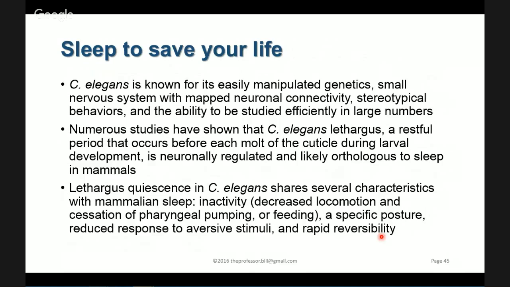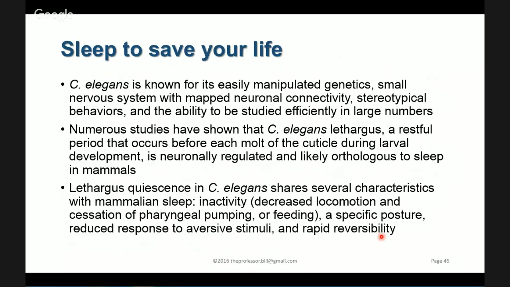C. elegans undergoes a particular type of behavior known as lethargus. This is a rest period that they undergo as they go from one developmental stage to another and molt their cuticle as they grow bigger. They look like they're hibernating or sleeping, and this is known as lethargus or lethargus quiescence. It looks a lot like sleep while they're doing this molting.